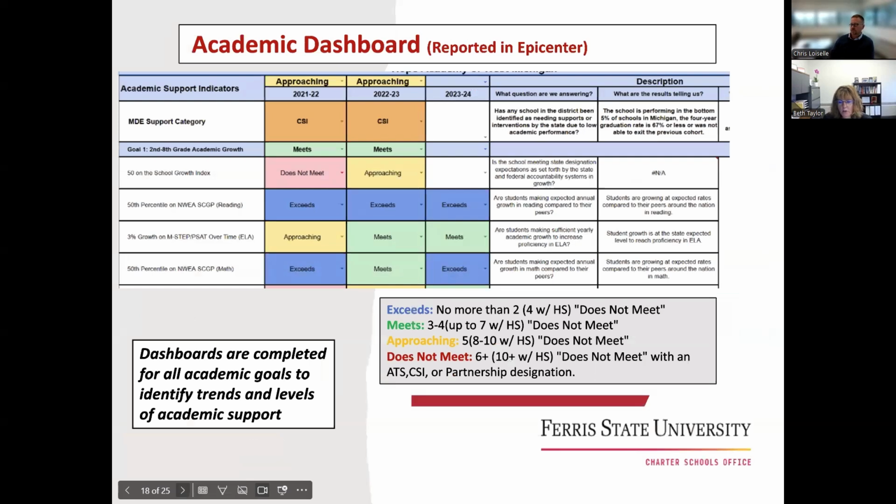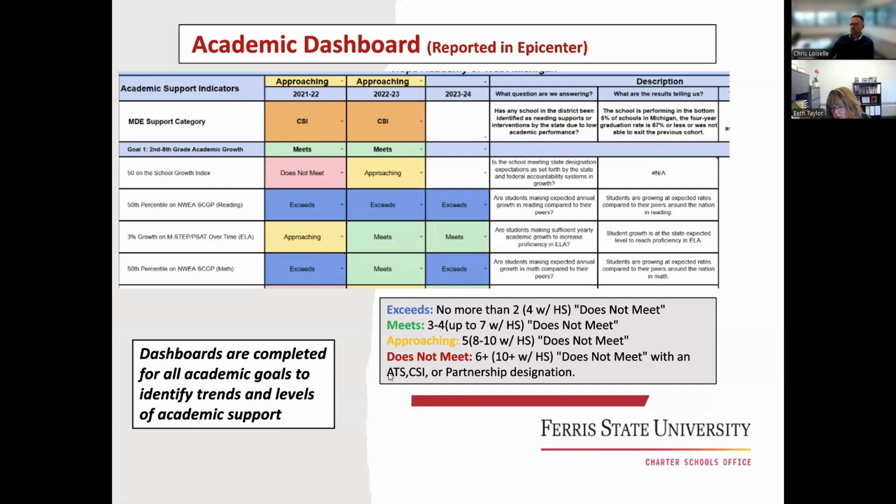Okay, so something new that we have this year is an academic dashboard. This is reported in Epicenter, but this is something we are using up here at the CSO office to look at trends of how your school is doing in all of your academic goals. And this will help us when we decide your tier levels for support.